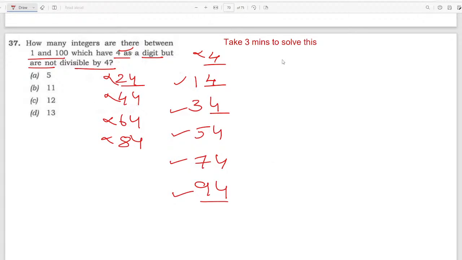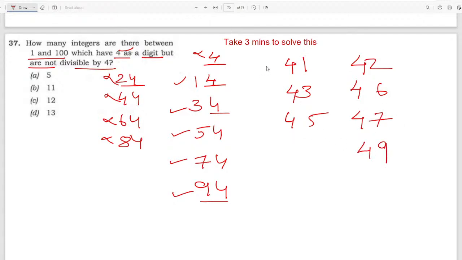Then we have the numbers starting with 4, the 40s. 41 is not divisible by 4. 43 is not divisible by 4 because it's an odd number. And 45 also is not divisible by 4. Then in the 40s, we'll see the even numbers now. 42 is not divisible by 4. 46 is not divisible by 4. 47 is not divisible by 4. And 49. These all contain 4, but they're not divisible by 4.